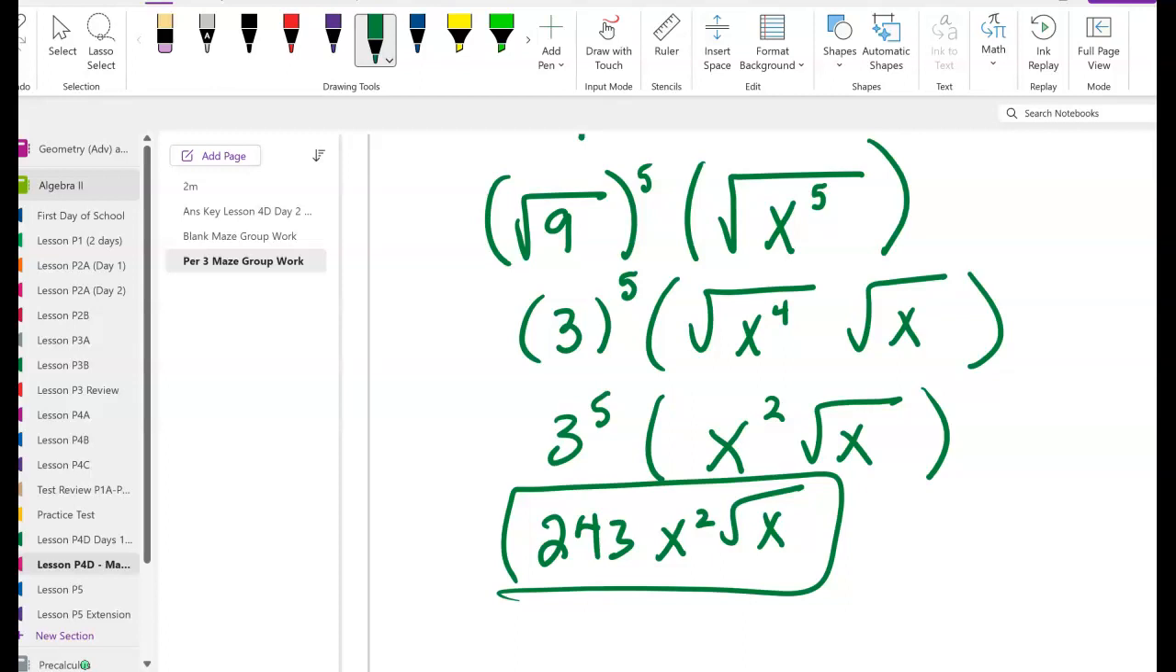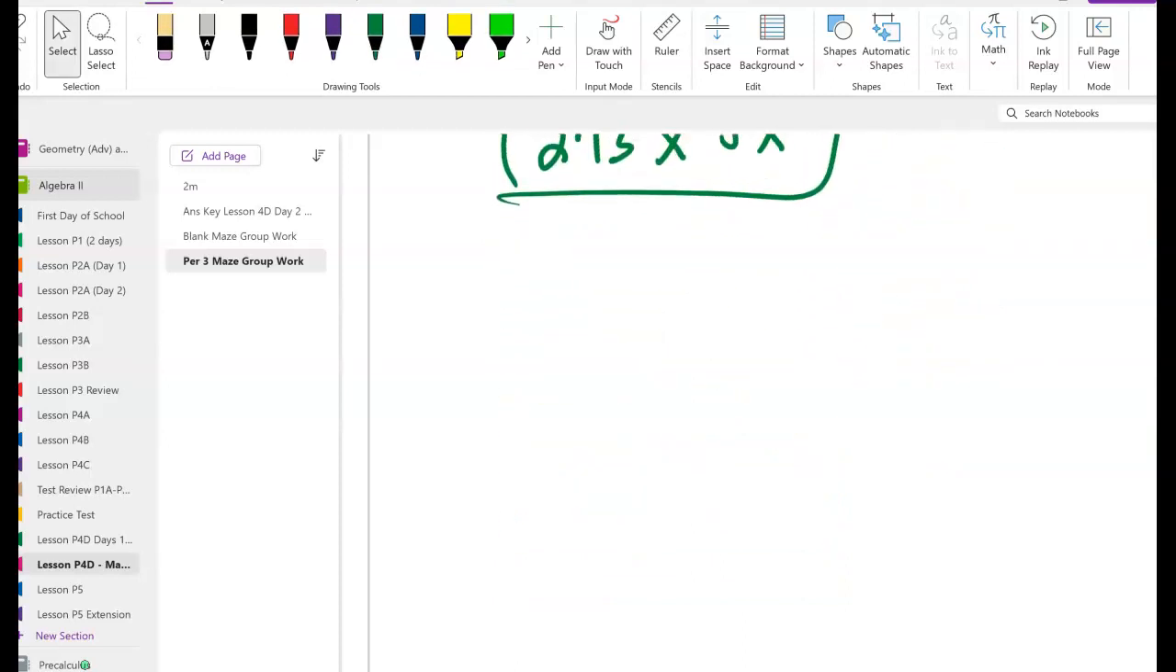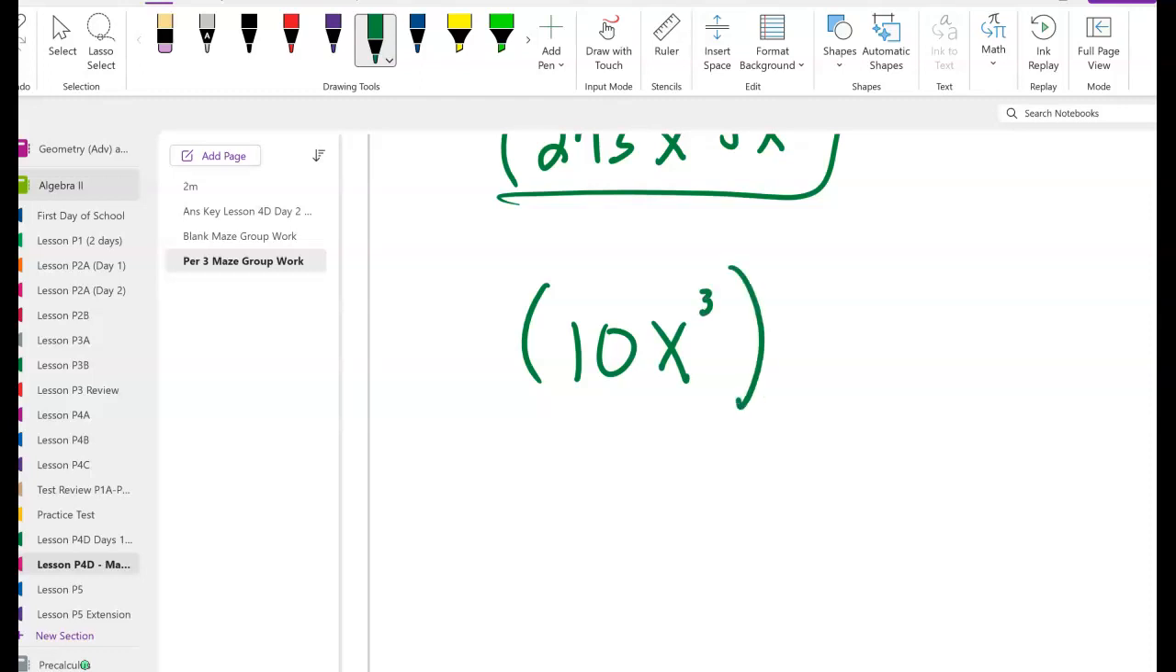Should we try one more? Sure. Let's try another one. Let's take, and I'm going to leave it in a weird number, let's do 10 times x cubed to, oh yeah, I like this one, 4/3 power. This one's mean.